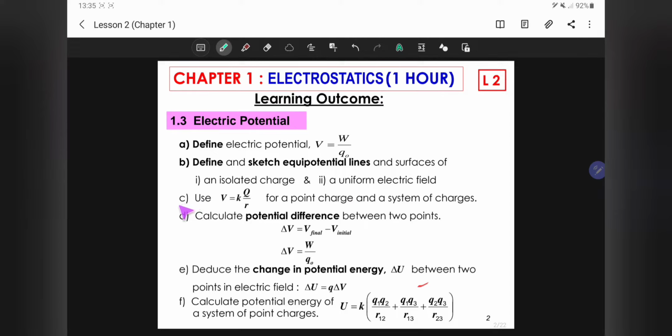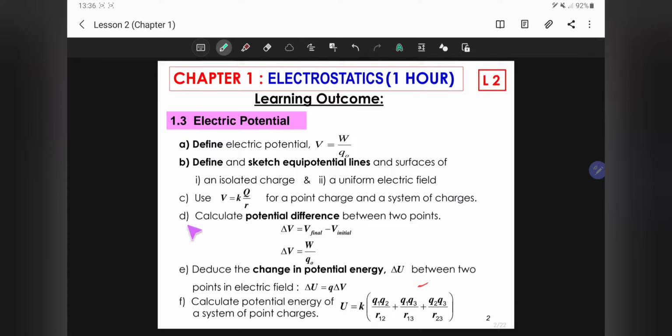The third one, students should be able to know how to use the equation of potential equals to KQ over R. So now we have two different equations of potential. For this we are focusing on a point charge or isolated charge, and a system of charges. So what is the difference here? Here we are talking about one charge only, but for this we are talking about a system involving so many charges. So how do we use the equation?